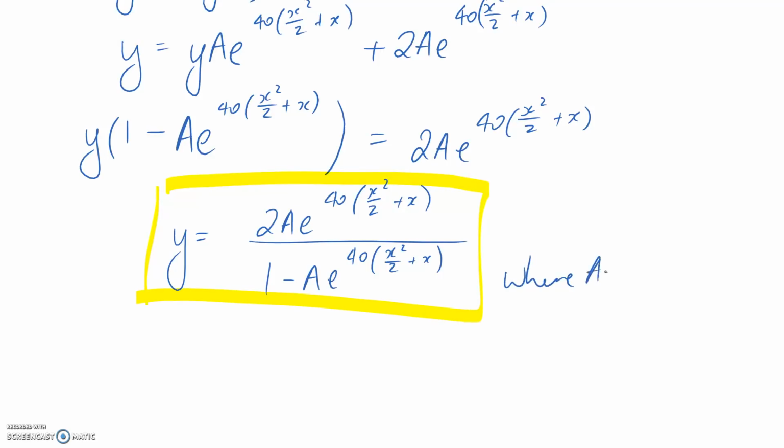And we just need to remember that a is a constant. And the only way that we're going to be able to solve for a is by being given some conditions, like an initial condition or a boundary condition.